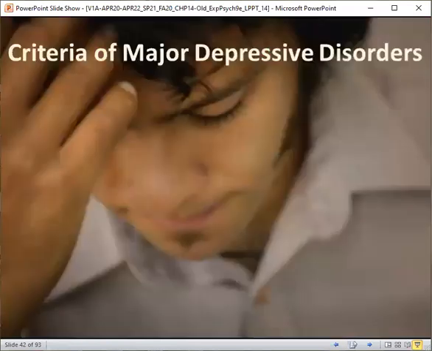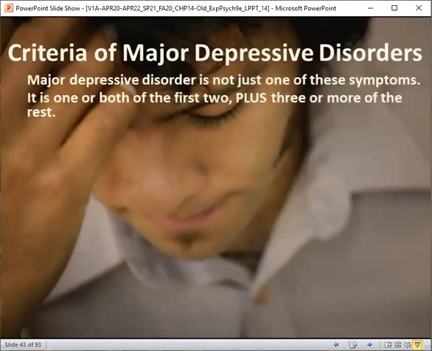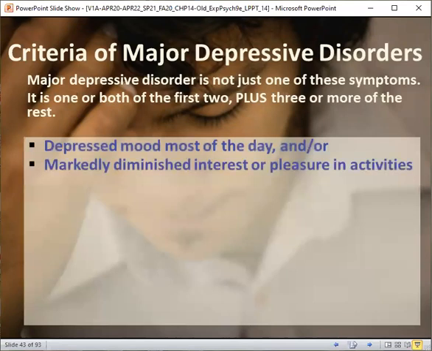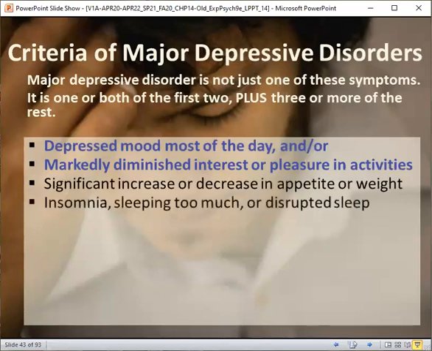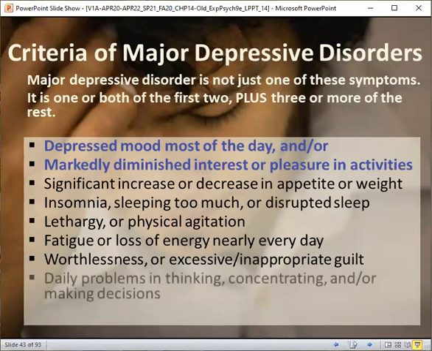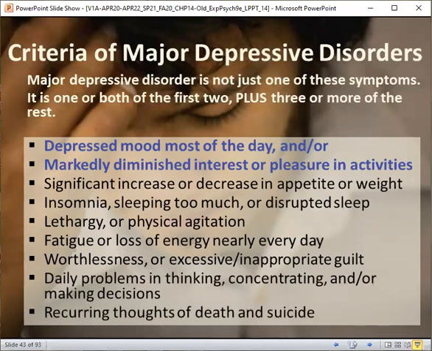So let's talk real briefly about what the criteria for major depressive disorder are. Major depressive disorder is not just one of these symptoms. It is one or both of the first two, plus 3 or more of the rest. So it's either depressed mood most of the day and/or markedly diminished interest or pleasure in activities, and 3 or more of the following: significant increase or decrease in appetite or weight, insomnia, lethargy, fatigue, feelings of worthlessness, daily problems in thinking, or recurring thoughts of death or suicide. So again, one or both of the first two, and then 3 or more of the rest.